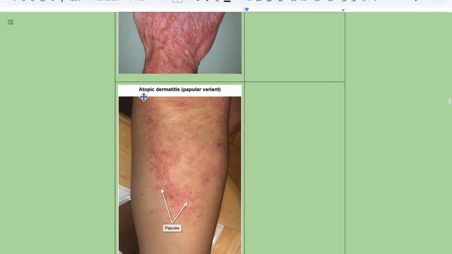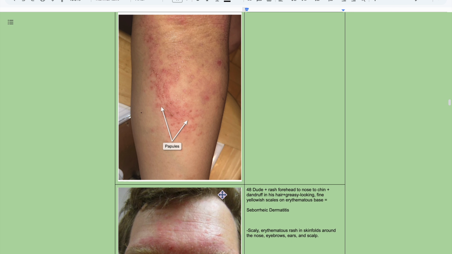Okay. Atopic dermatitis, papular variant, and that. Okay, papules.